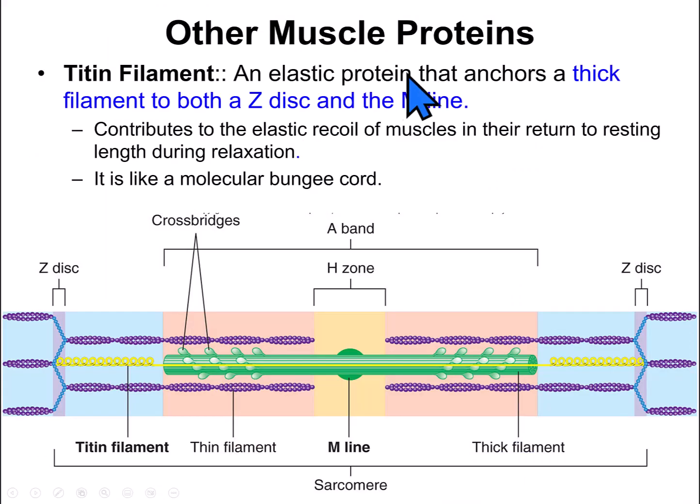There is another protein called a titin filament, and a titin filament is an elastic protein that anchors a thick filament to both a Z disc and the M line. So when you look at this, from Z disc to Z disc, this coil-like protein, which is called titin filament, actually goes through the thick filament all the way to the other side. It's one of the longest proteins that we have in the body, and it contributes to the elastic recoil of muscles in the return to resting length during relaxation. So it's like a molecular bungee cord.